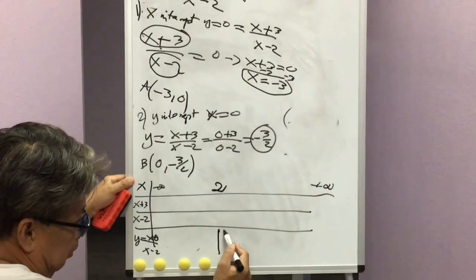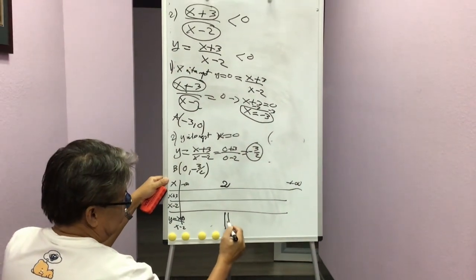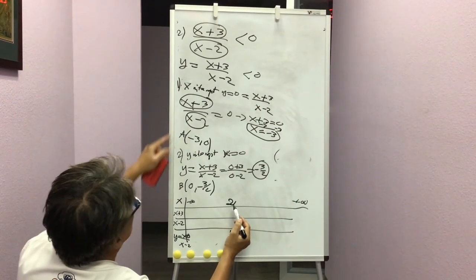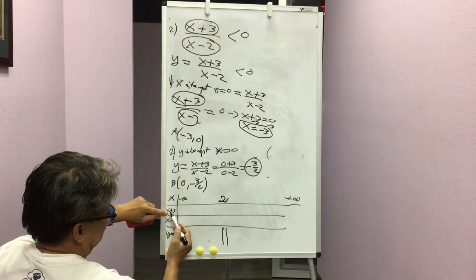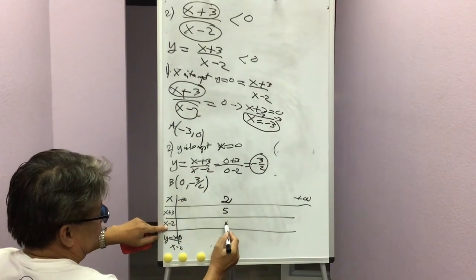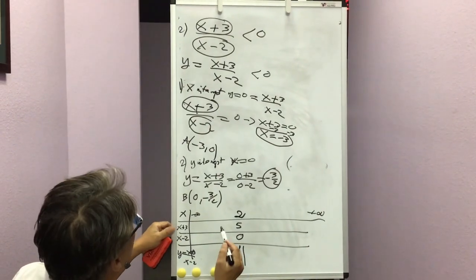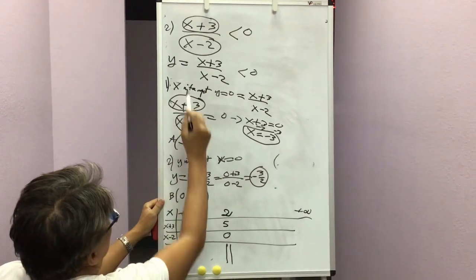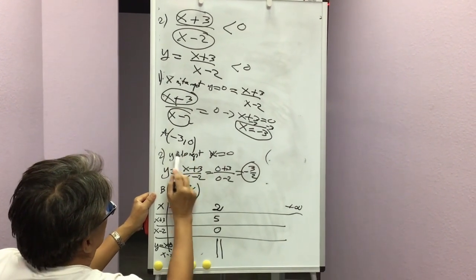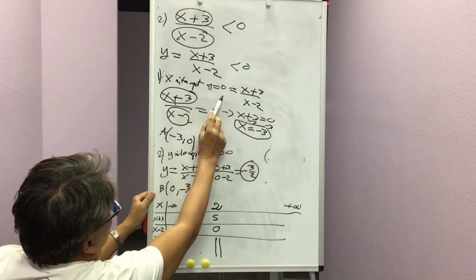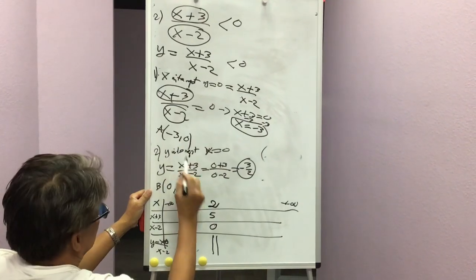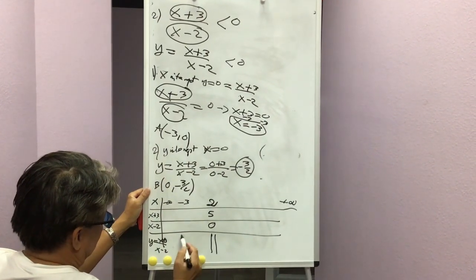You can use two parallel lines going down to make the notation. So when x equals 2, x minus 2 equals 0. Okay, now we plug in the x-intercept and y-intercept. At the x-intercept, y equals 0, so here we have x equals negative 3, y equals 0.